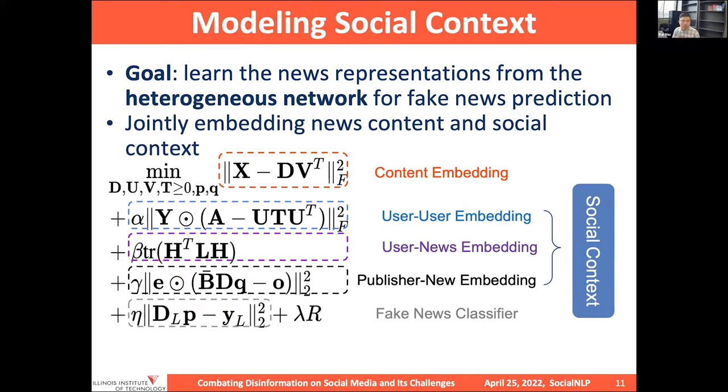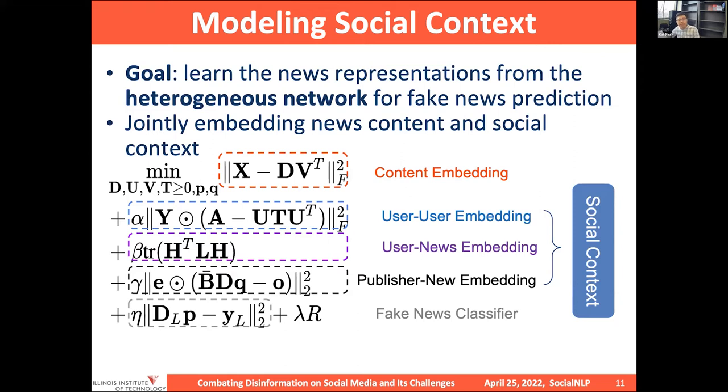I will not go through the details of this approach, but essentially this approach contains the following major components. The first one is the news content embedding. It learns the news representation by factorizing the bag-of-word matrix. For example, here X is the bag-of-word matrix, and then we can factorize it into two low-dimensional matrices, D and V, and then we use D as a representation of the news, okay?